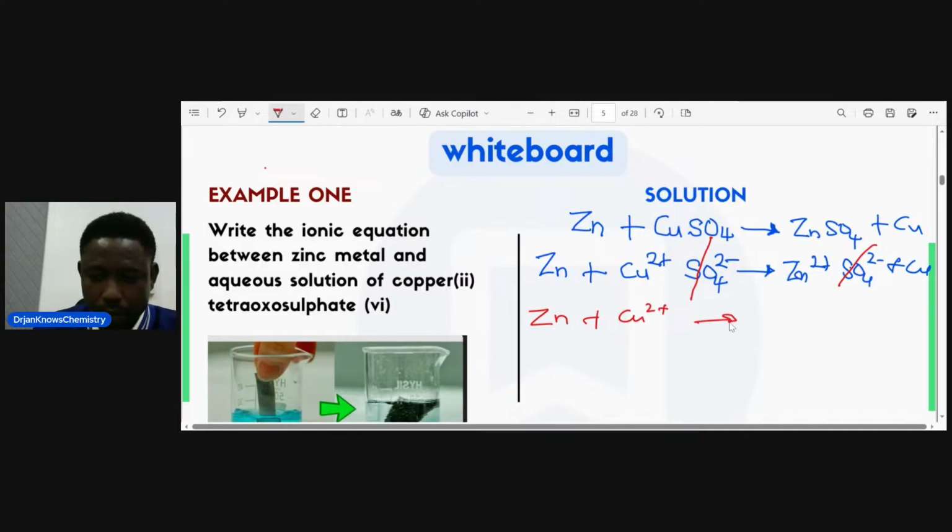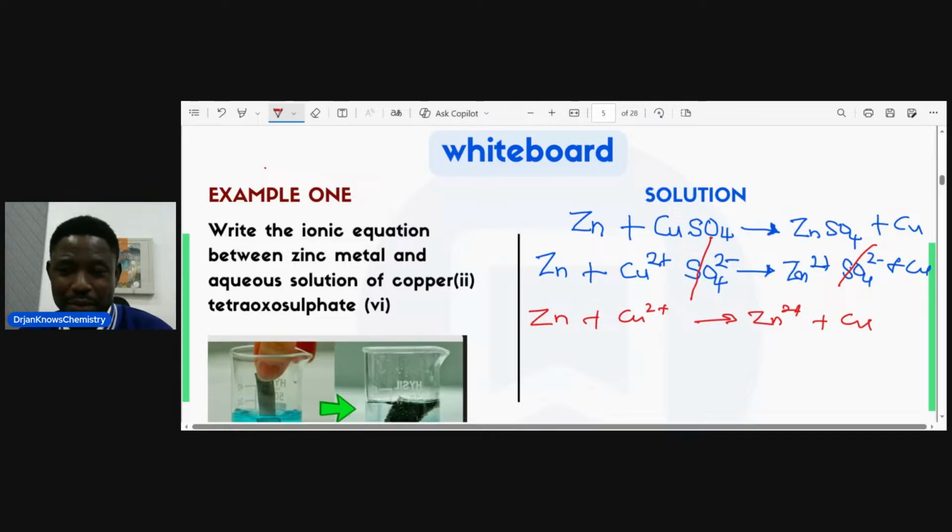We give you Zn2+ and copper. So this is the ionic equation. We have cancelled out the spectator ions, the ions that are not actually participating. They are on both sides of the reaction, and they're the same. So this is what we call the ionic equation. What did I do? I was able to split the compounds, which are ionic compounds, into ions.